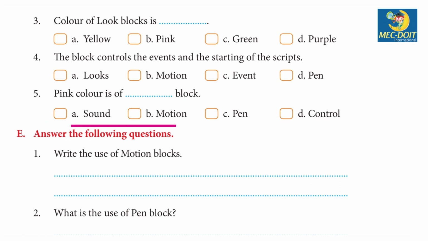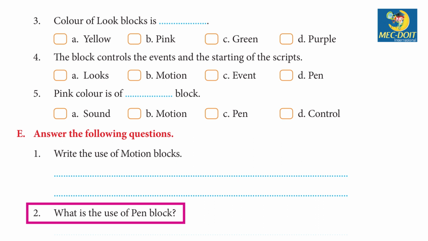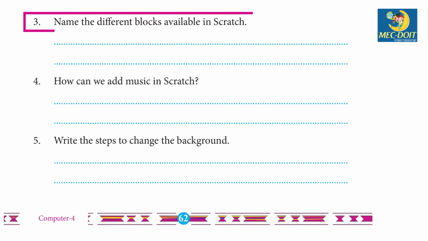Sound. E. Answer the following questions. 1. Write the use of motion blocks. Answer. Motion blocks are used to direct a sprite's movement on stage. 2. What is the use of pen block? Answer. The pen block is present as an extension to Scratch 3.0. 3. Name the different blocks available in Scratch. Answer. The different blocks available in Scratch are sound block, motion block, control block, event block and pen block.